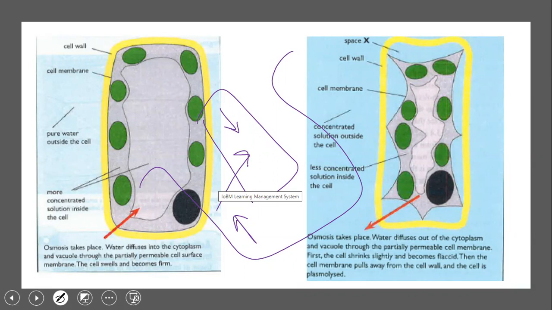Does anybody here remember why? I mentioned something about it. Does anybody know why the plant cell is not going to burst? The cell wall. Exactly. Good job. The cell wall is present. The cell wall gives a lot of support to the cell. The cell is going to swell up, but the cell wall will not let it burst. It will not let it break apart. And instead, the cell will simply swell up and it will end up becoming hard and firm.